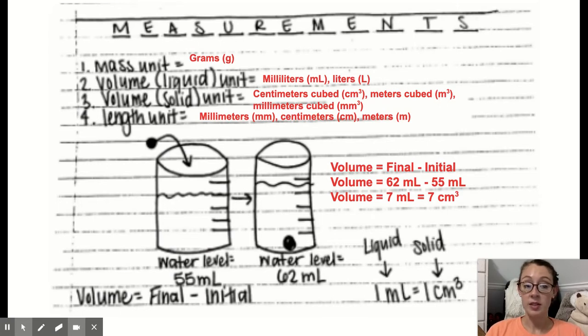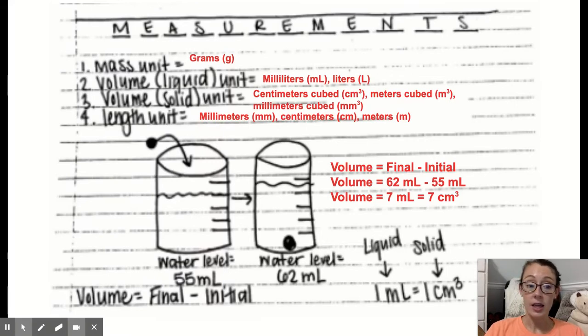The volume of a solid or an irregular solid, so either like a box or even something like a little figurine, that is going to be in centimeters cubed or meters cubed or millimeters cubed. It's always going to be cubed because you're multiplying three things together.